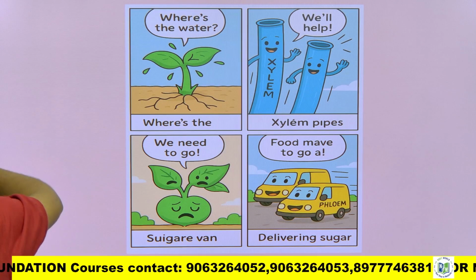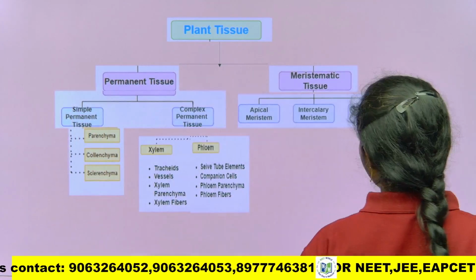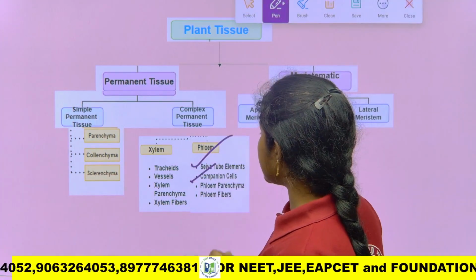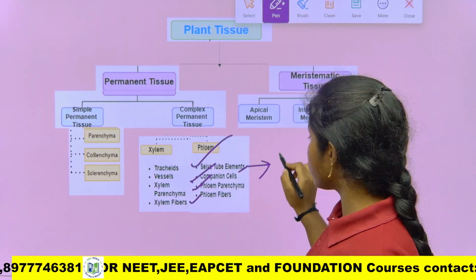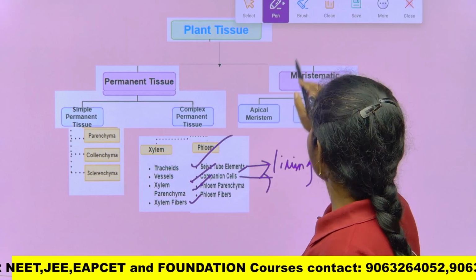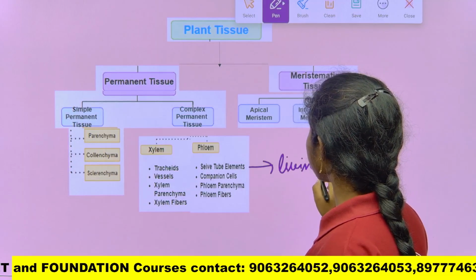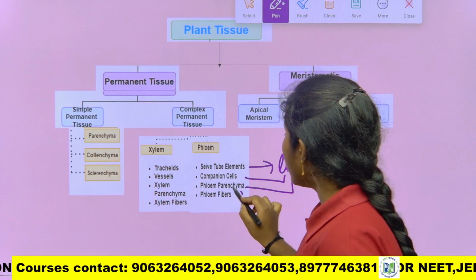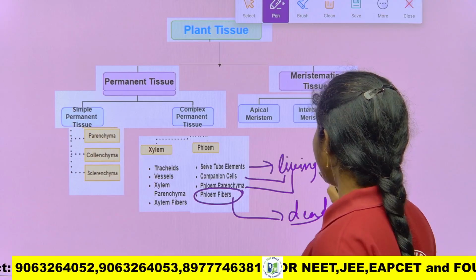There are mainly 4 types. What are they? Sieve tube elements, companion cells, phloem parenchyma, phloem fibers. Sieve tube elements are living tissues, living only. Companion cells are also living, and phloem parenchyma is also living. Only phloem fibers are the dead tissue, which means they are almost living, right.